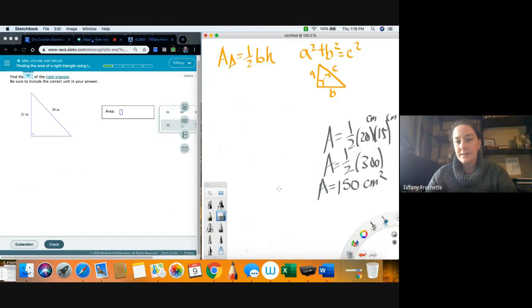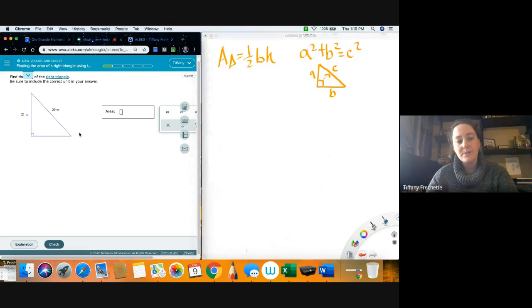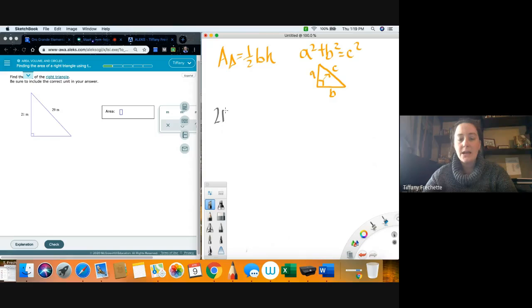Erase all this stuff and start over. All right, so again, we need this bottom length here. We're given the height and the hypotenuse, but not the bottom length. So we need to go to our Pythagorean theorem. We have a squared plus b squared equals c squared.